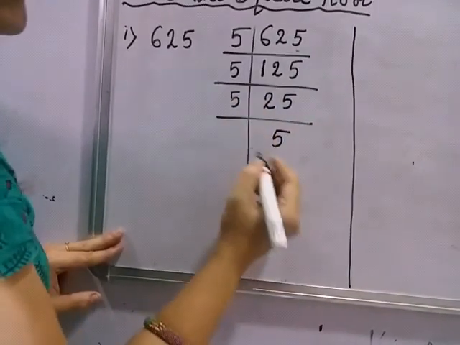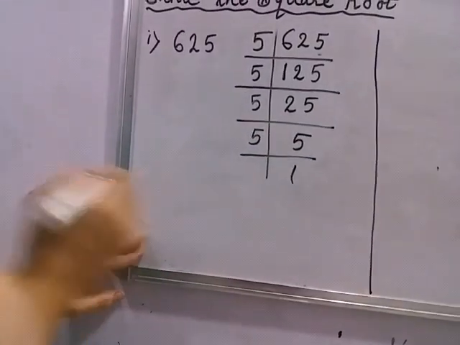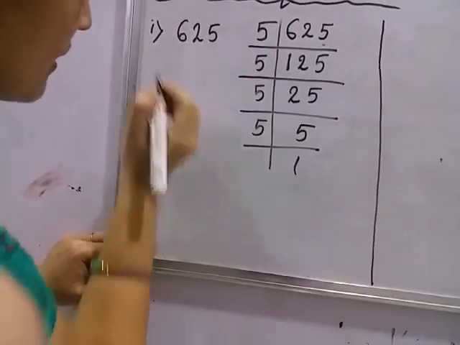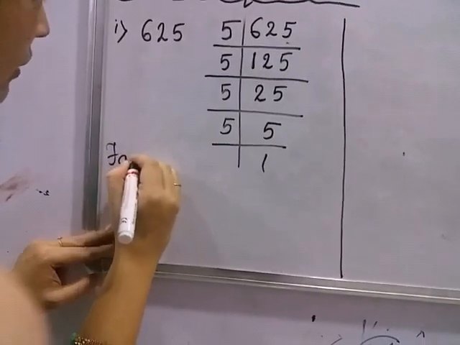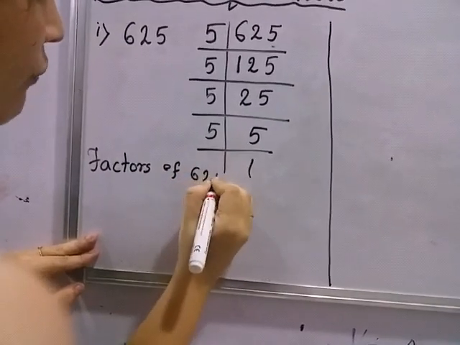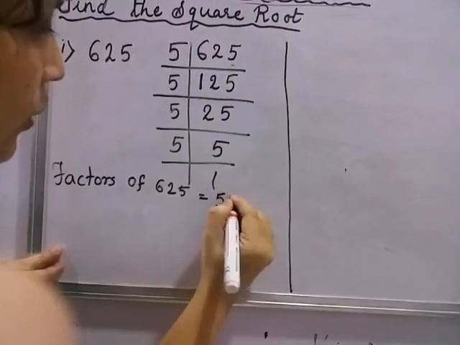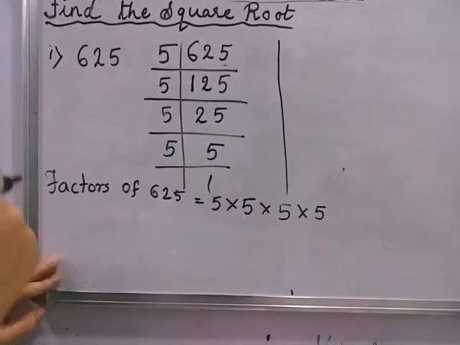So what is the answer we'll get? 5. 5 is a prime number, so it is divisible by that number itself. What is the answer we'll get? 1. So what are the factors of 625? We'll write down the factors of 625 is equal to, how many 5s are there? 4. Here you have to see how to find the square root.